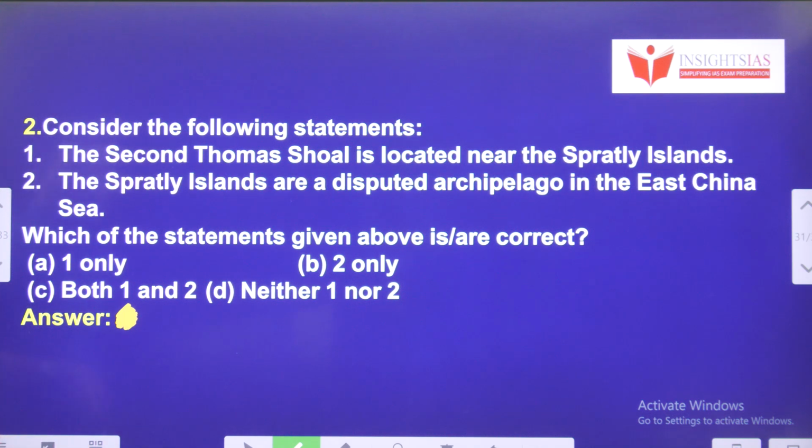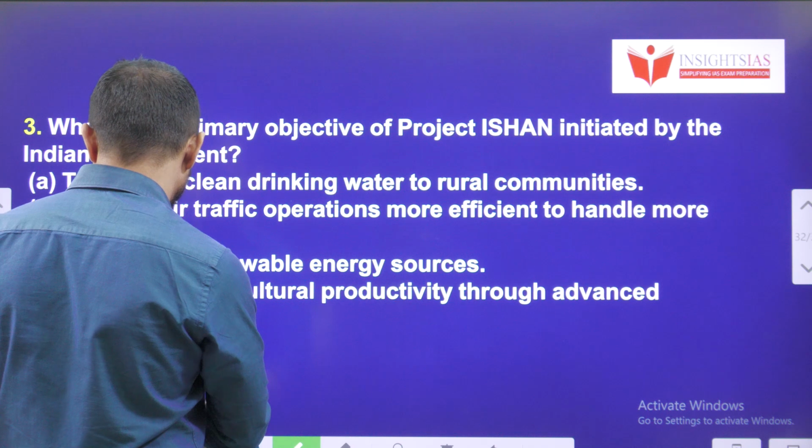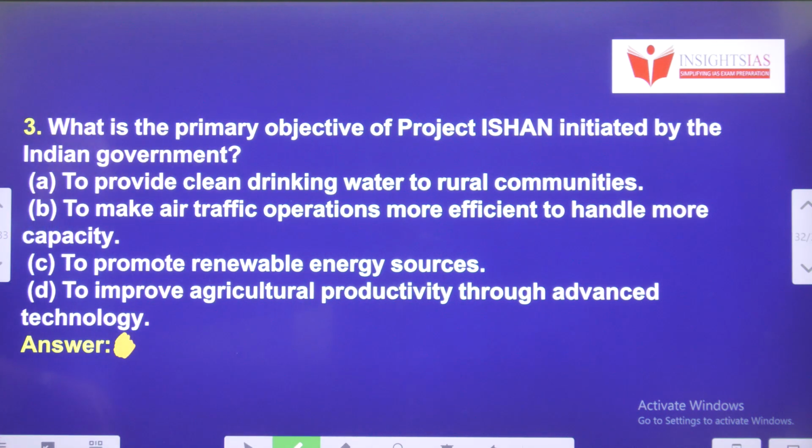Consider the following statements. The Second Thomas Shoal is located near the Spratly Islands. The Spratly Islands are a disputed archipelago in the East China Sea. Which of the statements are right? Next one. What is the primary objective of Project Ishan initiated by the Indian government? Read the 4 statements and pick the right one.